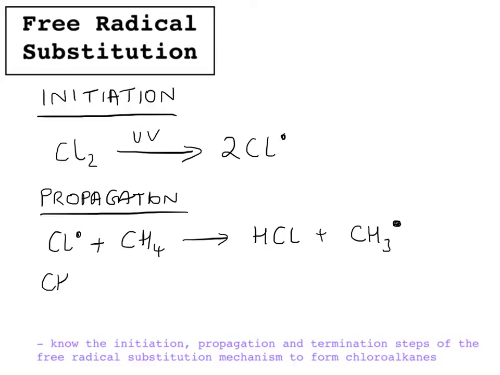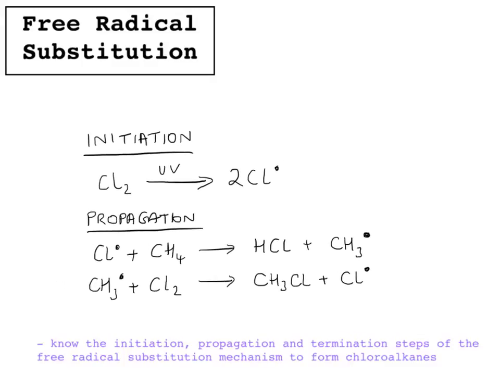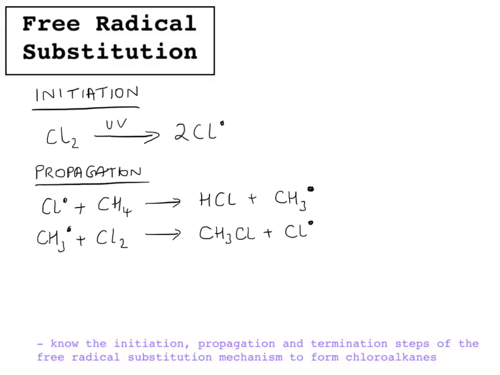Then your CH3 free radical will react with chlorine, Cl2, and that will make our CH3Cl, which is what we wanted to make in the first place, our haloalkane, in this case chloromethane, and it will recreate our chlorine free radical. And that's the important bit, that the chlorine free radical is recreated. What that means is it's basically acting as a catalyst. These two propagation steps will repeat one after the other until a termination step happens.